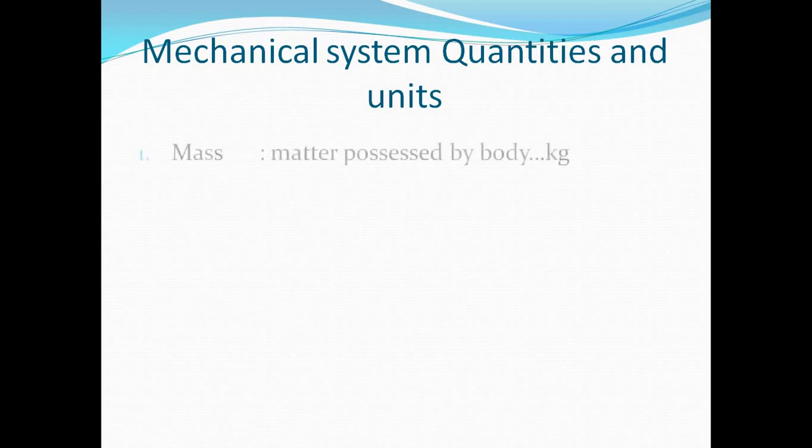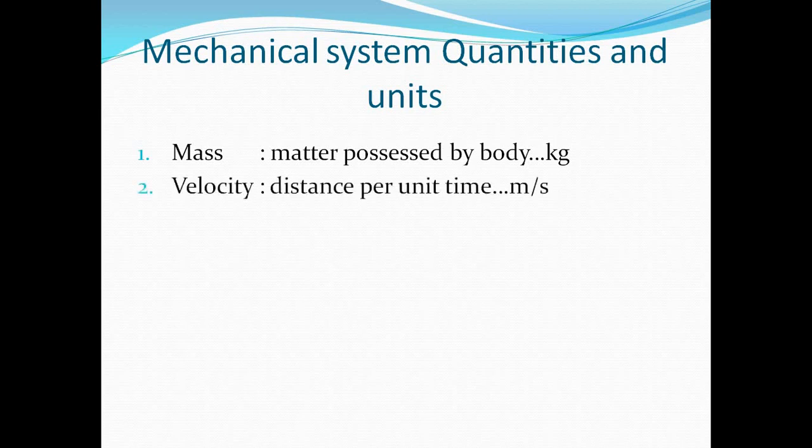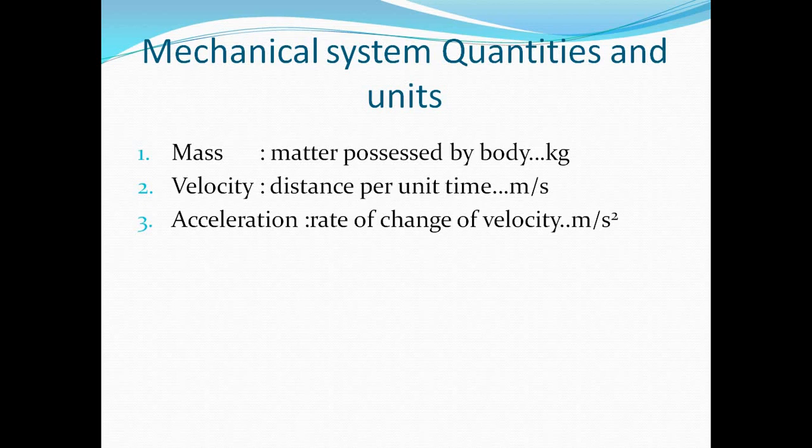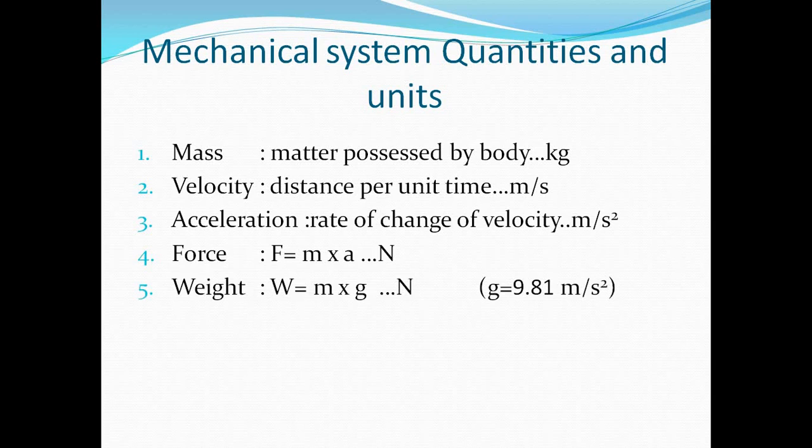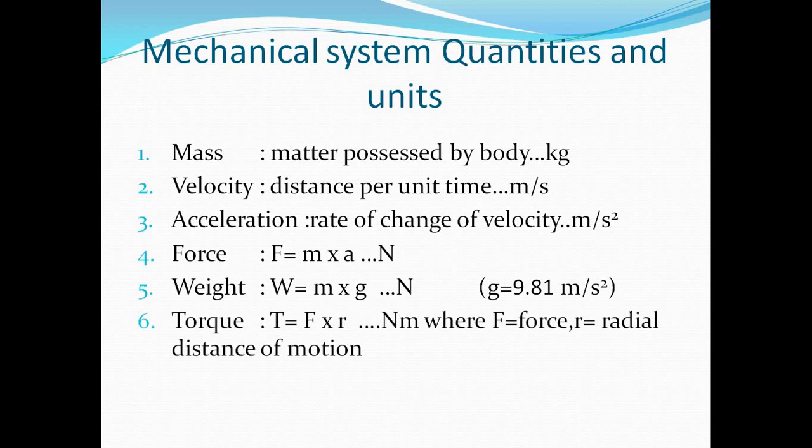Next is the mechanical system, quantities and units. The first basic quantity is mass, matter possessed by a body, which is measured in kg. Velocity, distance per unit time, is measured in meter per second. Acceleration, rate of change of velocity, is in meter per second square. Force, mass into acceleration, is measured in Newton. Weight, mass into gravitational acceleration, where the value of g is 9.81 meter per second square.